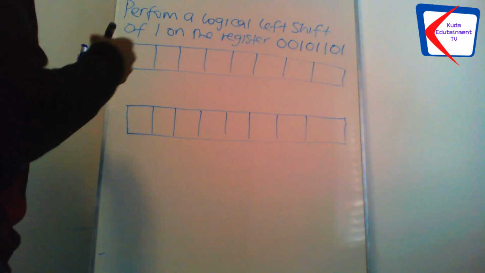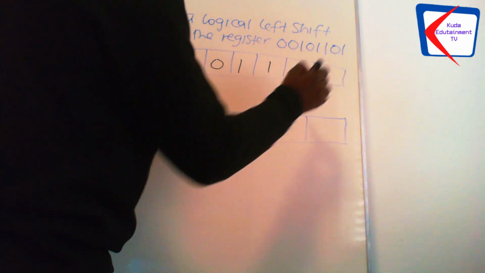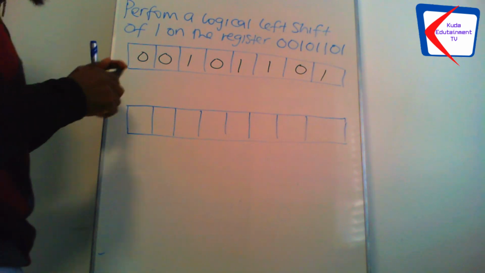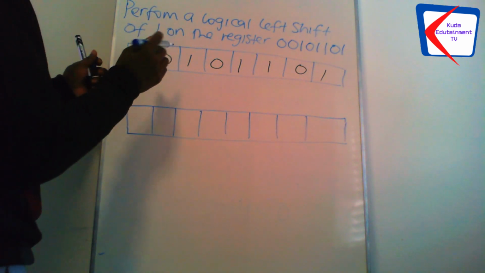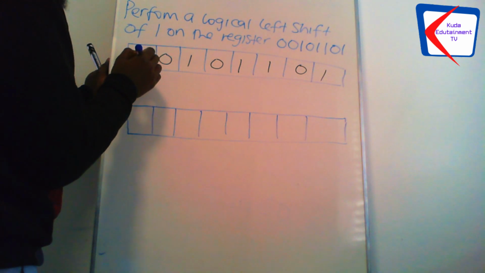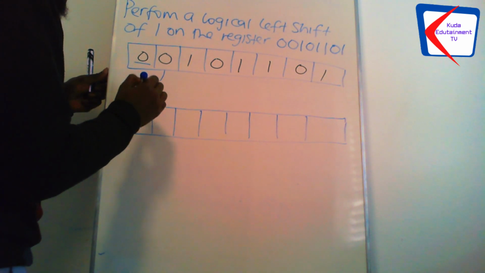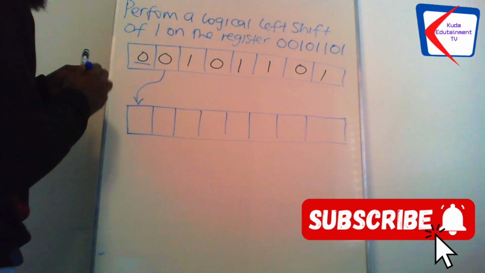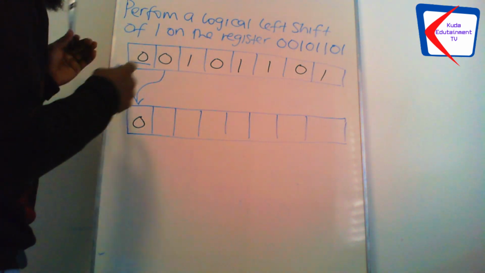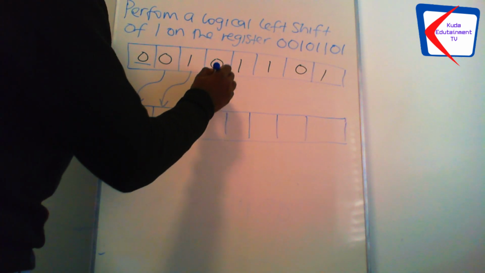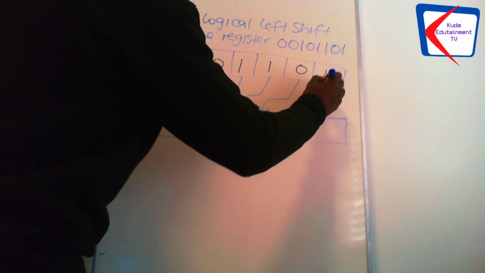Now our register is 00101101. Remember, we said logical shift left, we are creating empty spaces to the right. Because this is our left side and this is our right side, we are throwing away this bit, meaning this bit will now occupy the first position in the new register, which is 0, and this bit will now occupy the second position, this one third position, fourth position, fifth position, sixth position, and seventh position.